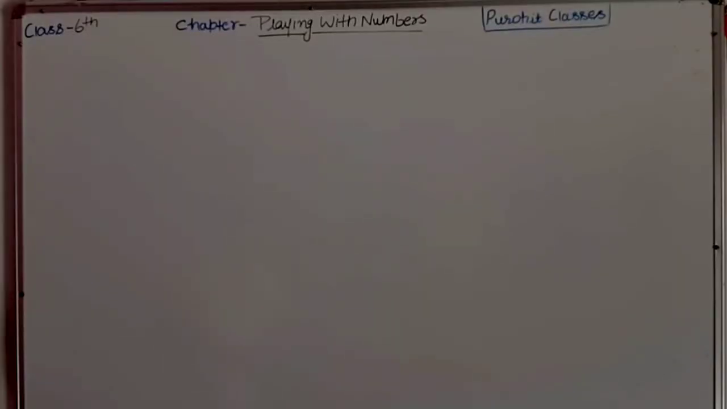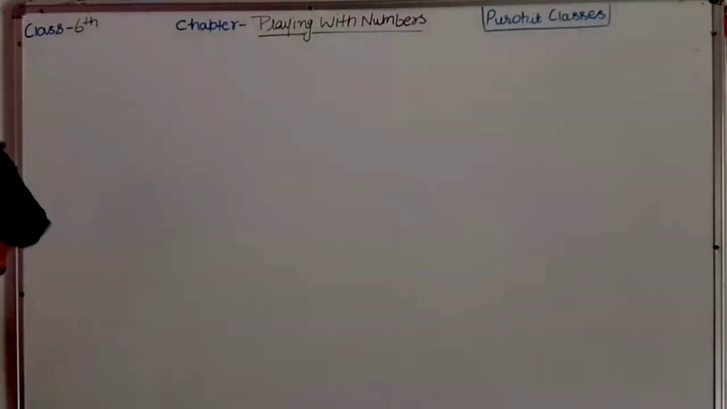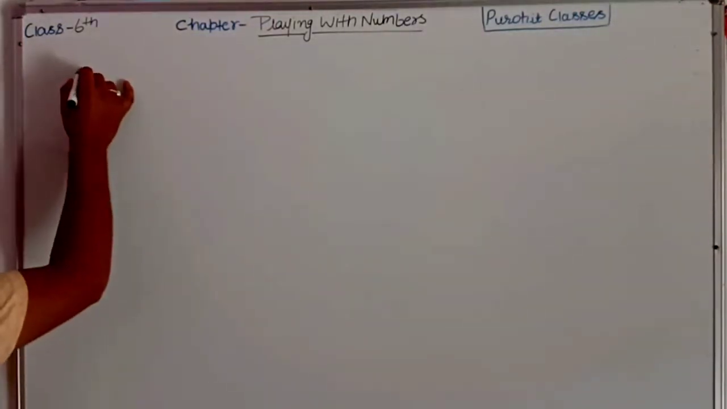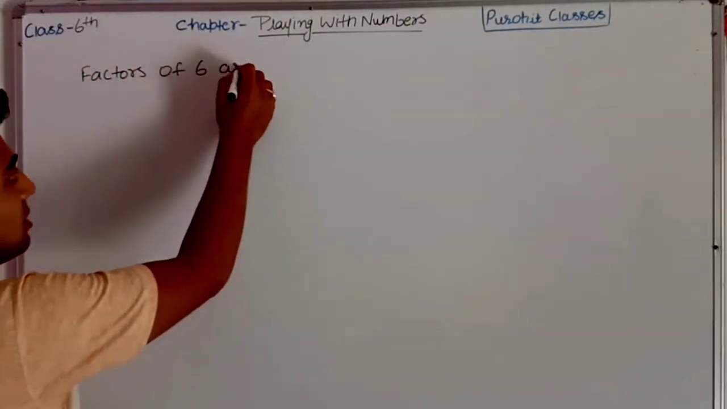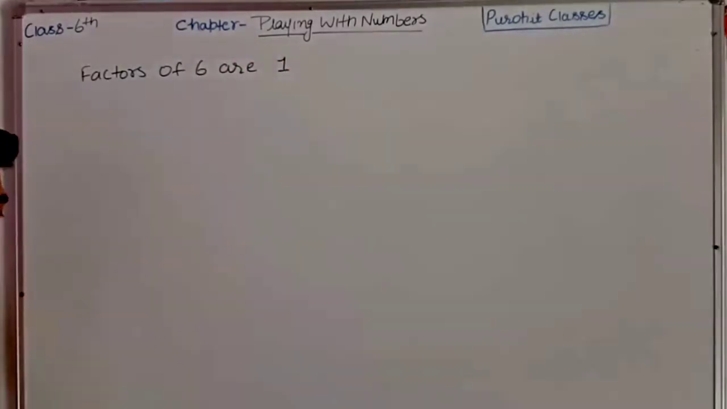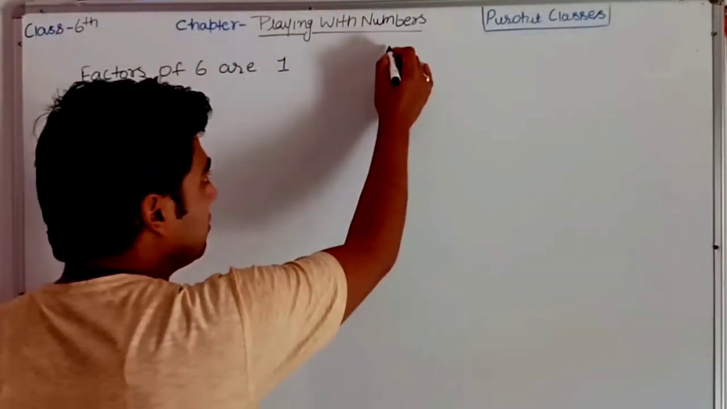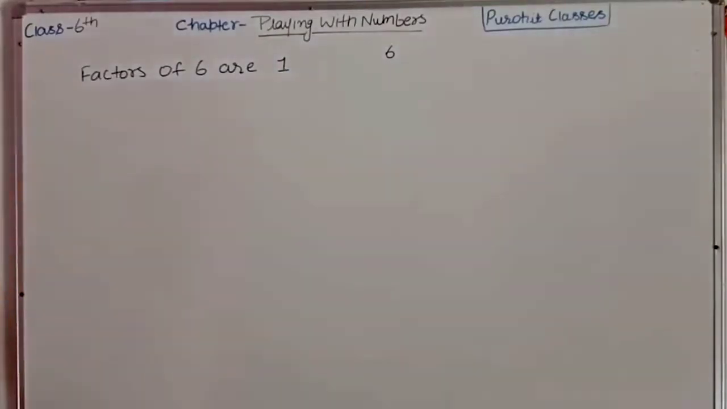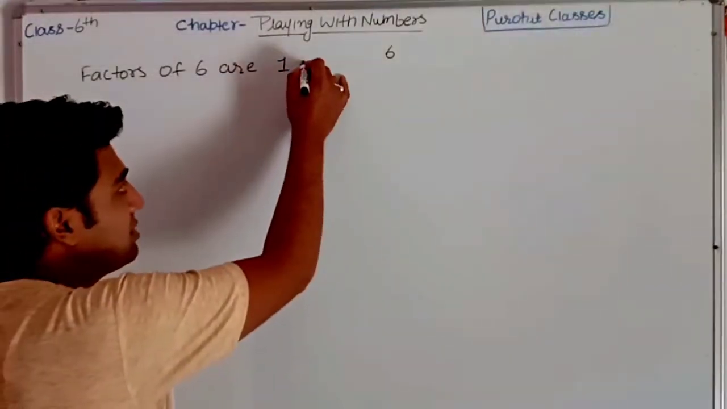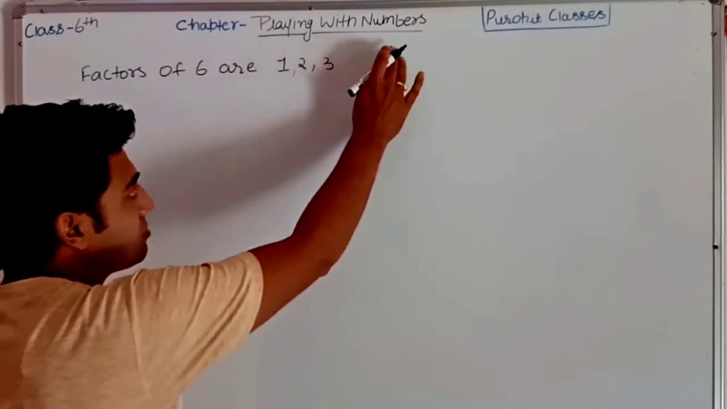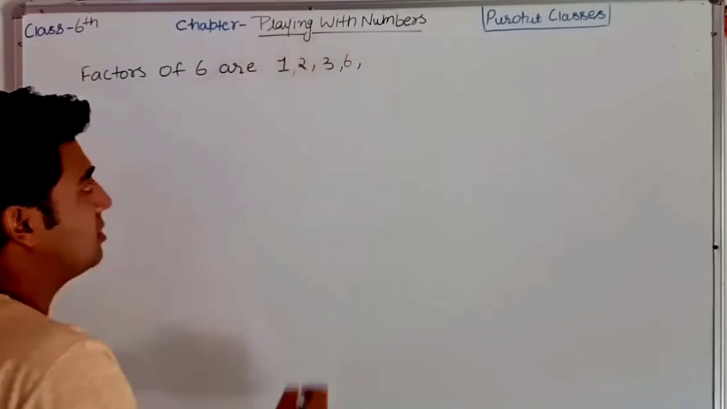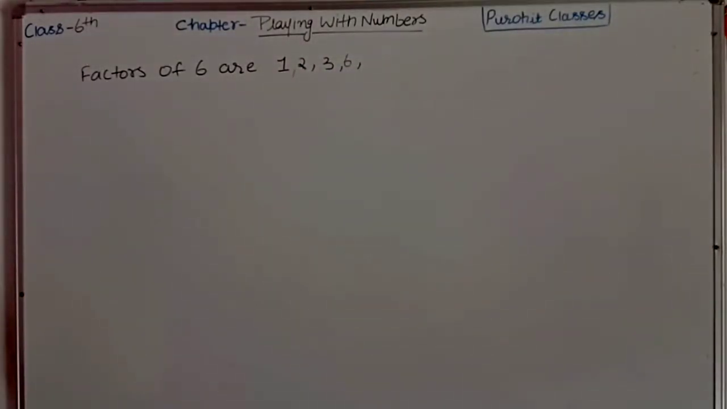Now let us see one more topic, that is, let us understand by example. Factors of 6 are 1, as we have discussed, 1 and the number itself are always factors. 1 will be the smallest and the number will be the greatest. Then 2 is also a factor because 6 is exactly divisible by 2. 2 times 3 is 6, so 3 is also a factor. So what we have seen, 6, 3, 2 and 1 are the factors of 6.